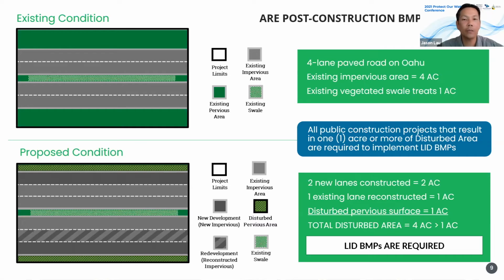Okay, so the criteria is that all public construction projects that result in 1 acre or more of disturbed area are required to implement LIDs. So for this example, 4 acres disturbed, so LID BMPs are required.